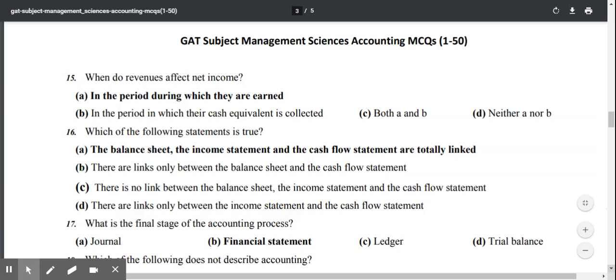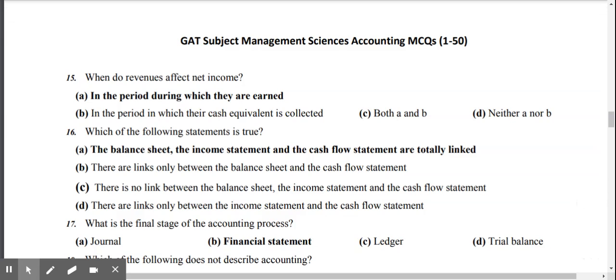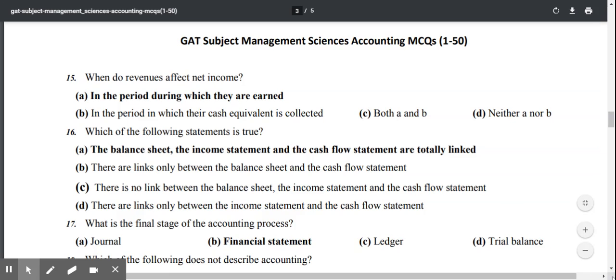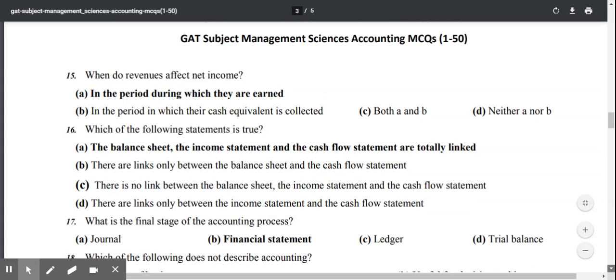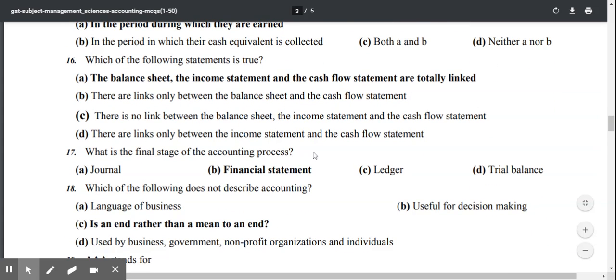MCQ number 16 is which of the following statements is true? Option A, the balance sheet, the income statement, and the cash flow statements are totally linked. Yes, they are linked, so option A is correct. B says that there are links only between the balance sheet and cash flow statement, which is wrong. Option C is there's no link, which is wrong. Option D is there are links only between the income statement and the cash flow statement, which is also incorrect because all three, the income statement, the cash flow, and the balance sheet, are all linked with one another.